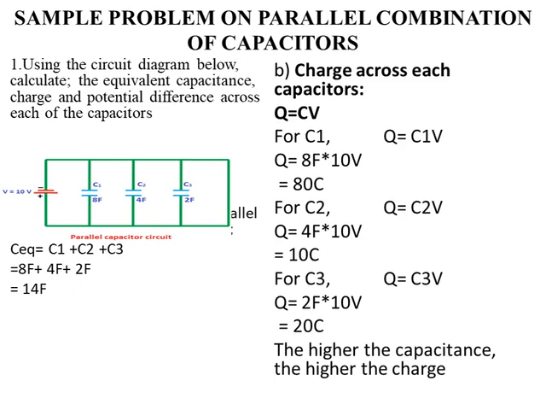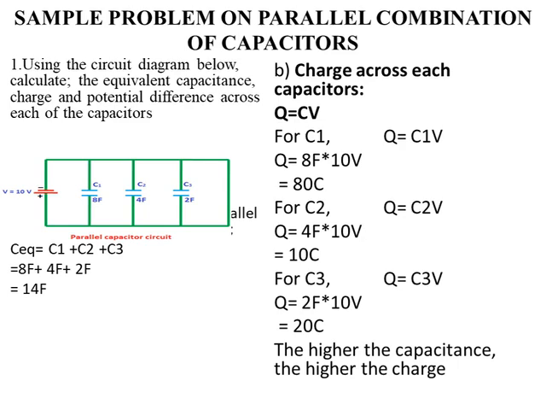Now the second question says the charge across each capacitor. The first thing that you must check in the circuit is our V. The potential difference across is 10 volts. So you have 10 V there. Then to calculate charge, which is Q, Q equals CV. So we need to calculate the charge for each of the capacitors.